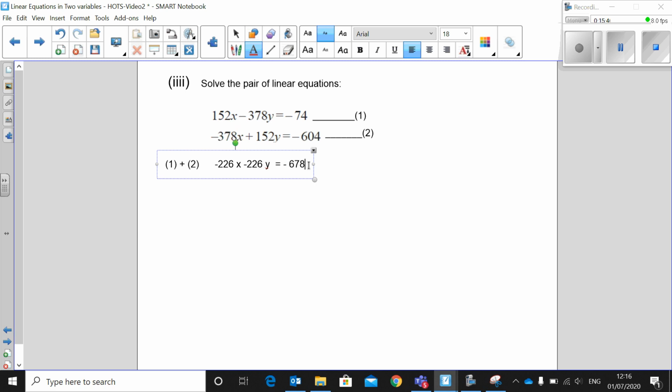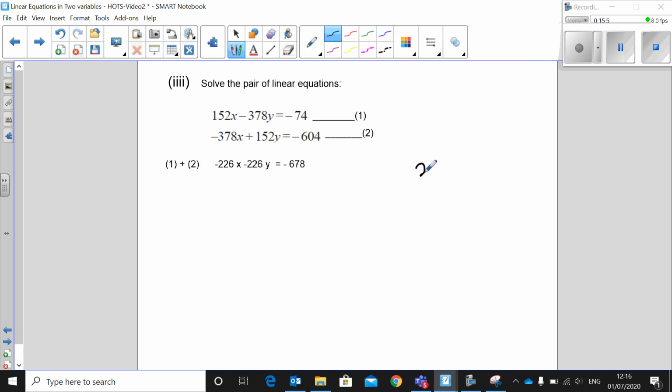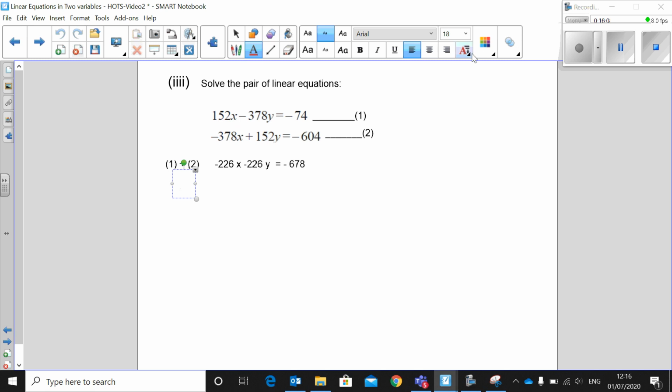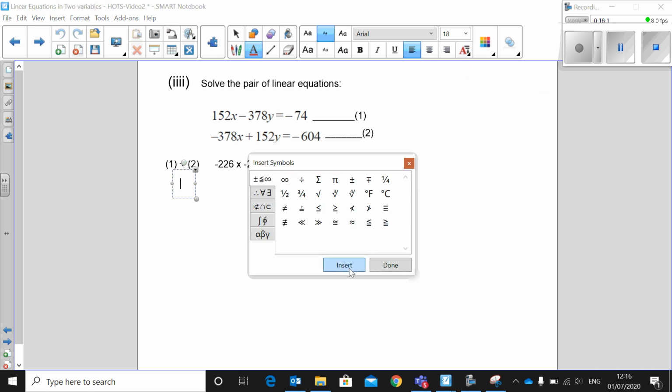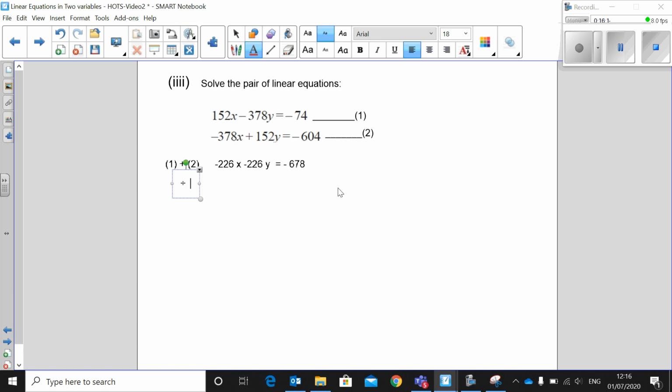Let us divide throughout the equation by 226, because 226 times 3 will be equal to what? 678, correct? So let us divide throughout the equation by minus 226, which gives us x plus y equal to 3. So let us take it as equation number 3.